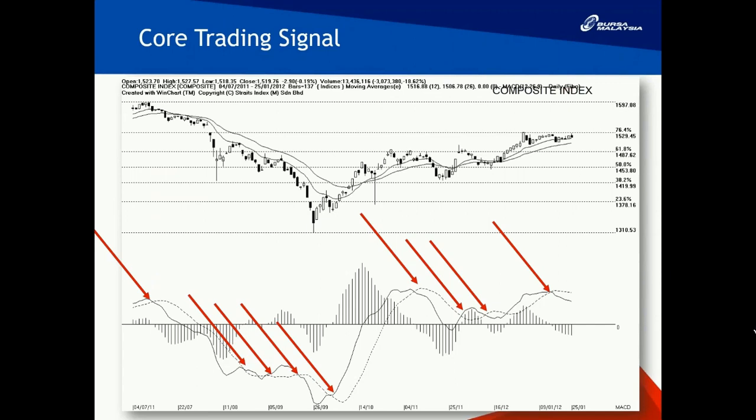We look at all these arrows. Whenever the short EMA crosses down, it is actually a sell signal. So whenever there's a small cross, it indicates the price can go lower. That's why from here you can see how this indicator is giving you a sell signal.